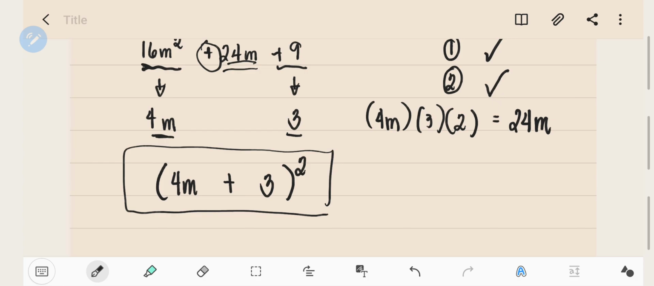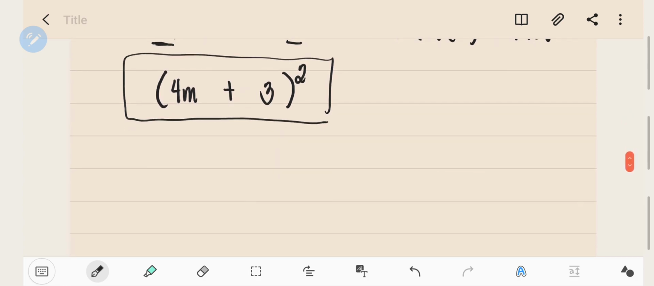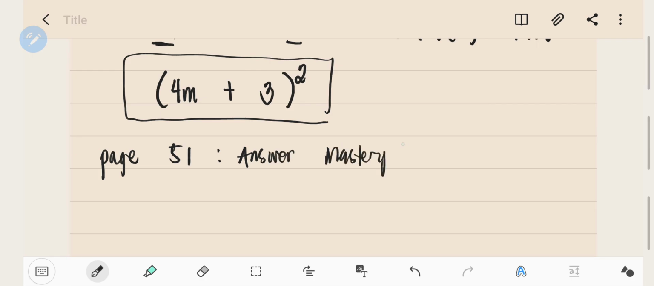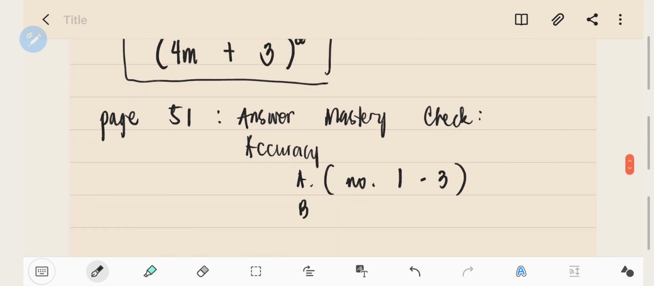page 50. And then, to practice, go ahead and try to answer mastery check on page 51. Answer mastery check, accuracy, letter A, numbers 1 to 3, and then letter B, numbers 1 to 3 then. Okay?